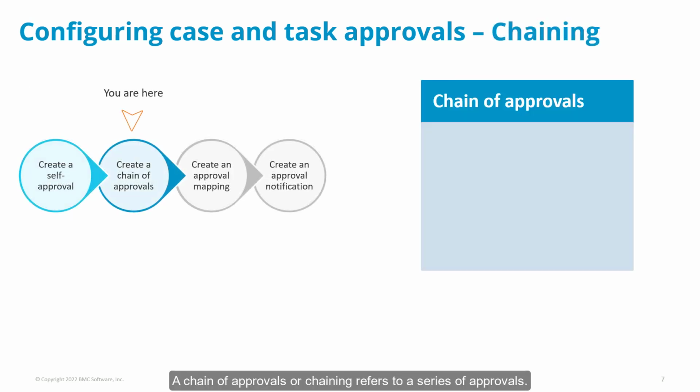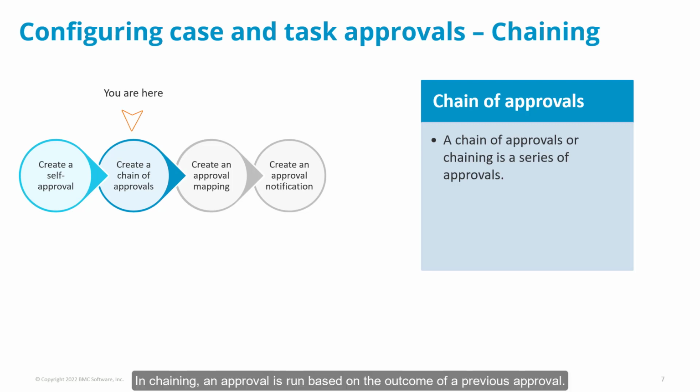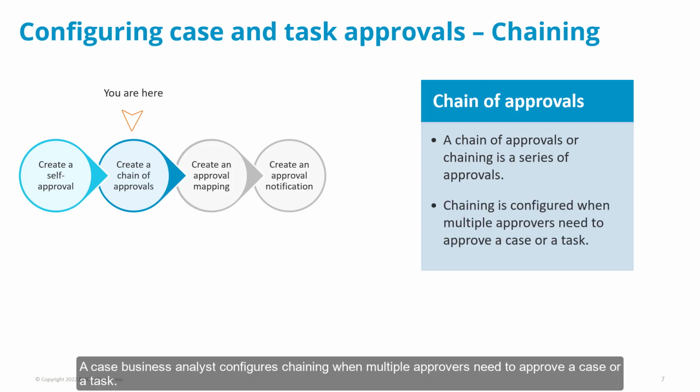A chain of approvals or chaining refers to a series of approvals. In chaining, an approval is run based on the outcome of a previous approval. A case business analyst configures chaining when multiple approvers need to approve a case or a task.